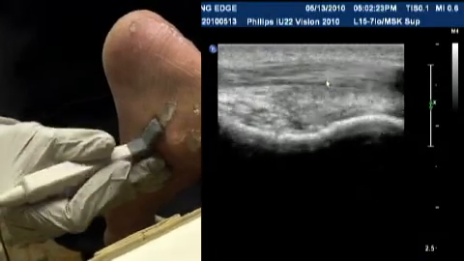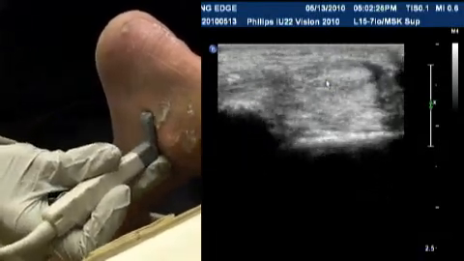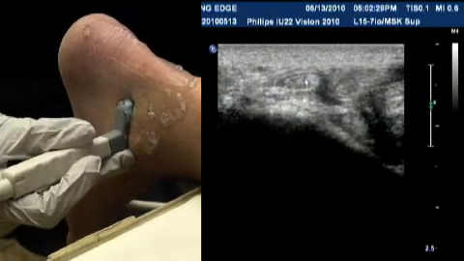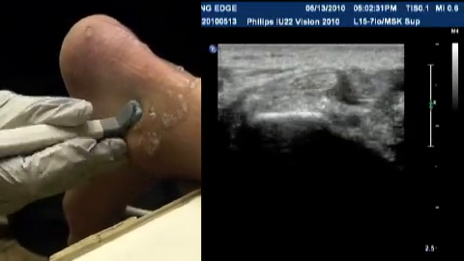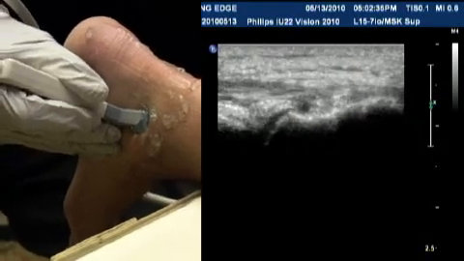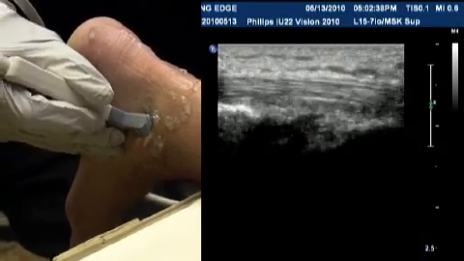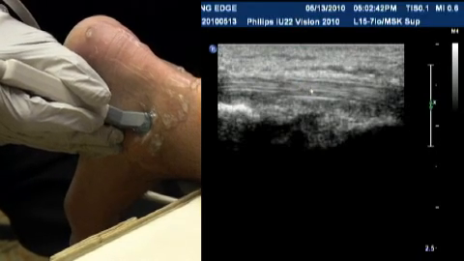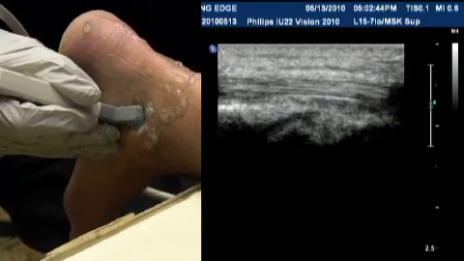Then again, when you go transverse, you'll find there's a second tendon there. That's the flexor digitorum, which is right here. So we'll look at that in long axis. And that's a smaller tendon that you see. And there's the flexor digitorum, a smaller tendon right there in long axis. Again, it has the same fibrillar pattern, pretty uniform again as it goes down.